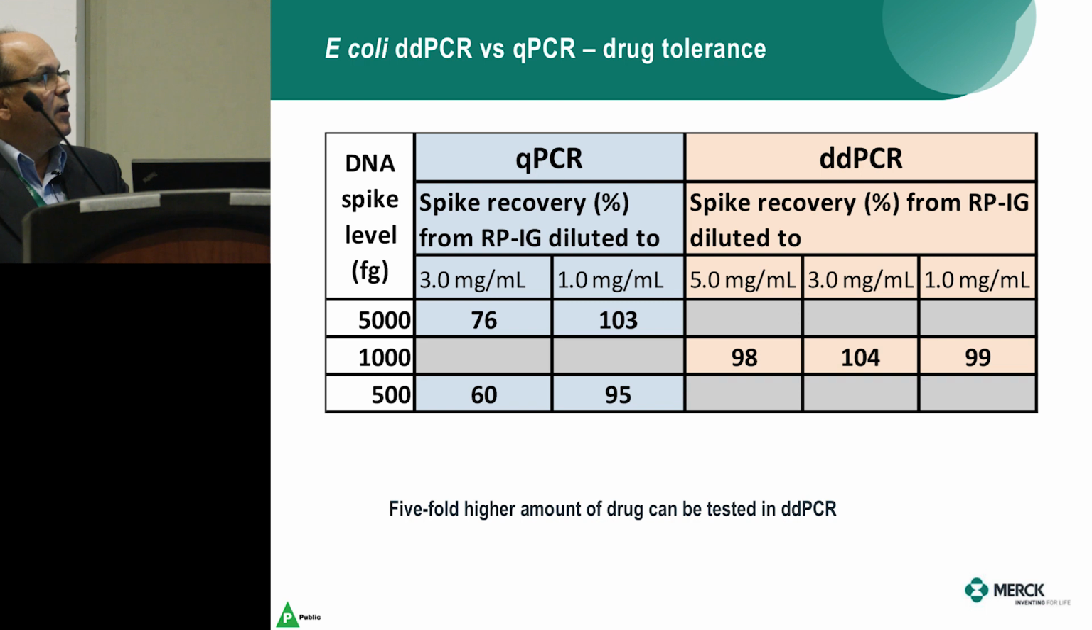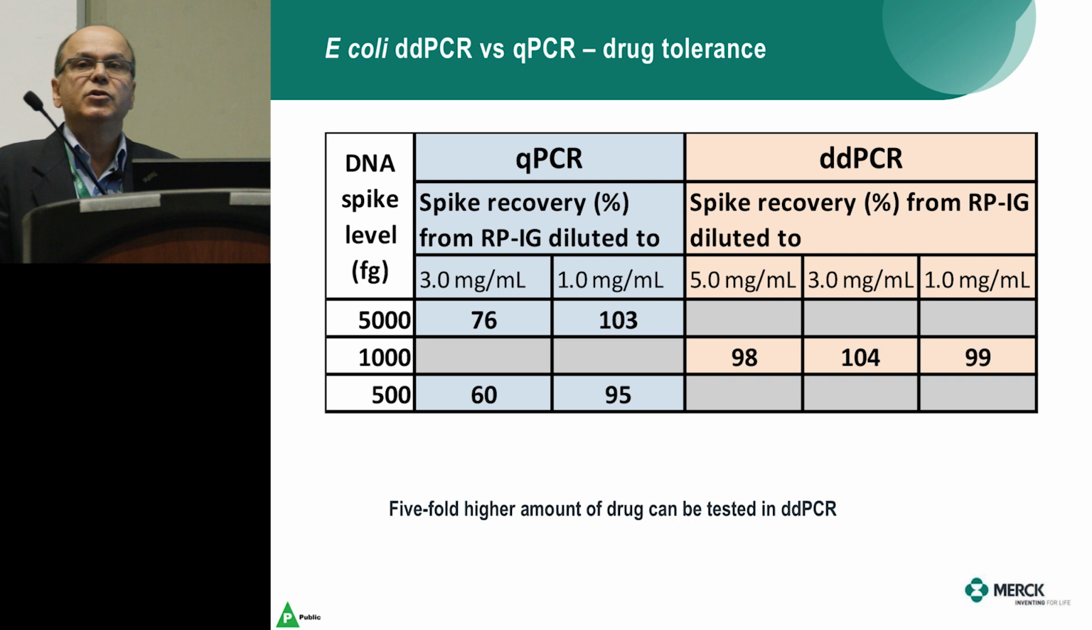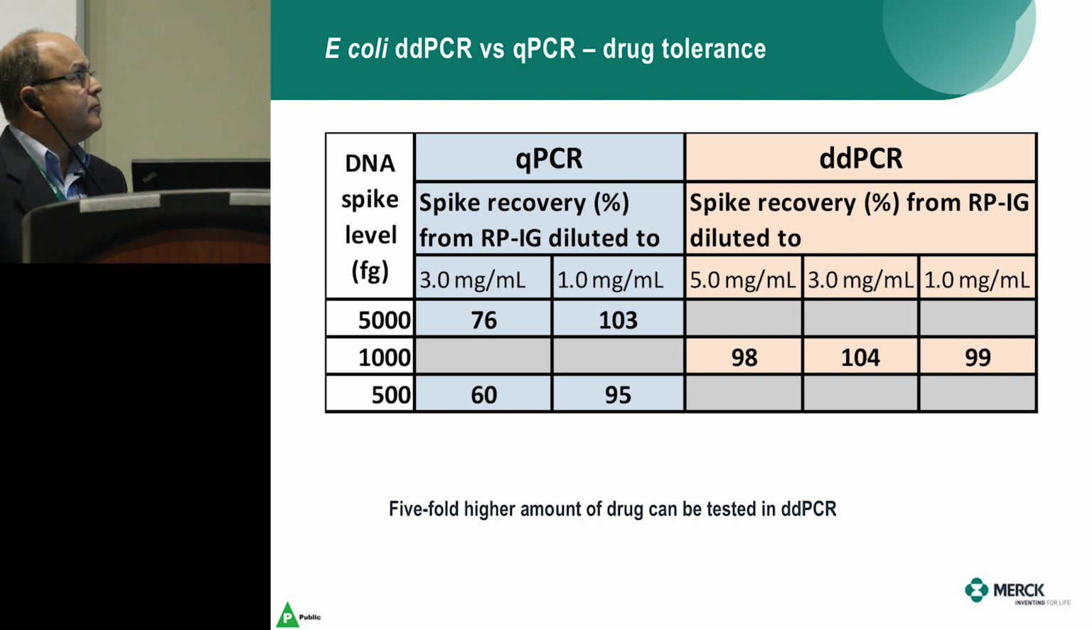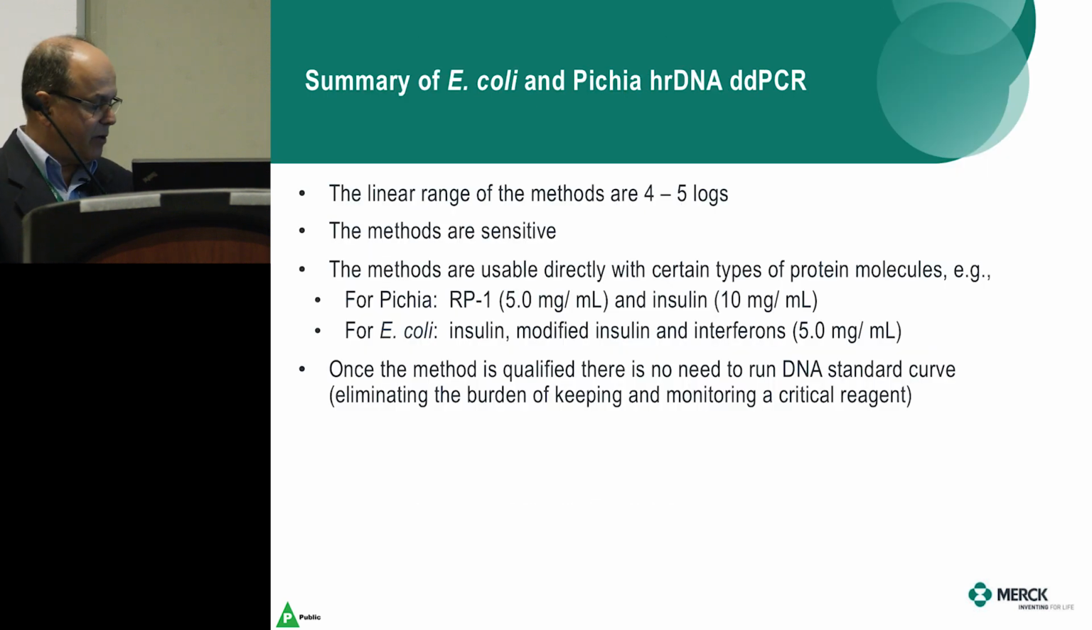The same drug, when tested with digital PCR, no matter how the drug concentration was, 1 milligram, 3 milligram, or even 5 milligram, the recovery was close to 100%. So we show that in digital PCR, the drug tolerance is better. We could test a higher amount of drug, basically increasing the sensitivity of the method. So that's another advantage of digital PCR over qPCR.